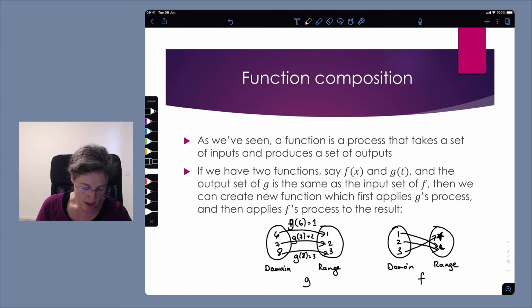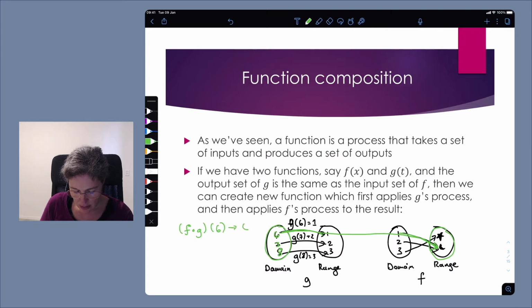But now I can create what's called a composite function, which really maps from the domain of g, from my 6, 7, 8, to the range of f, because it's a rule which says, okay, I'm going to take 6 to 1, and 1 goes to moon. So I'm sending 6 to moon. So now I have a function which I'm going to call f composed with g, which sends 6 to moon. So I can actually use an equal sign there.